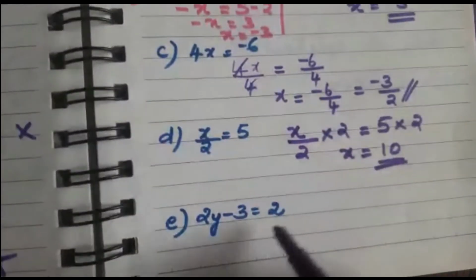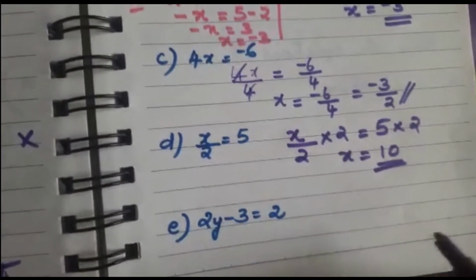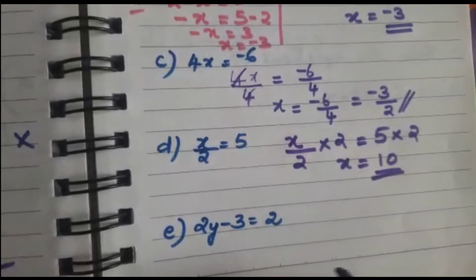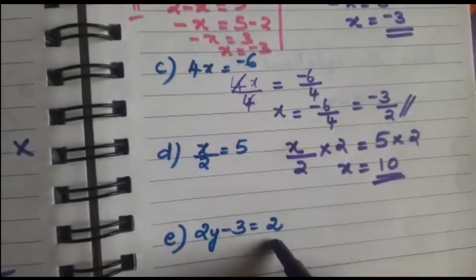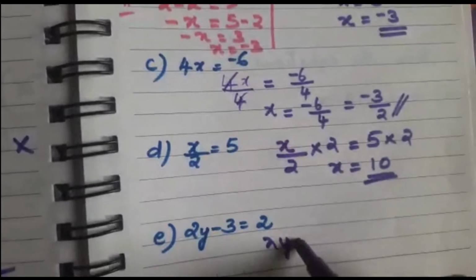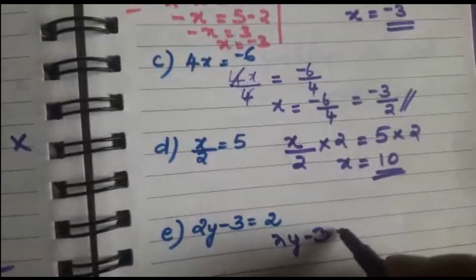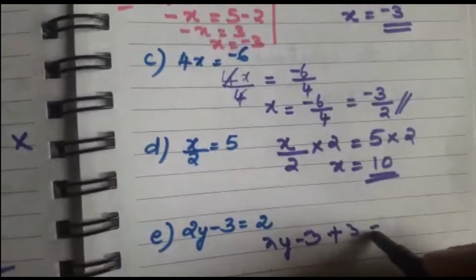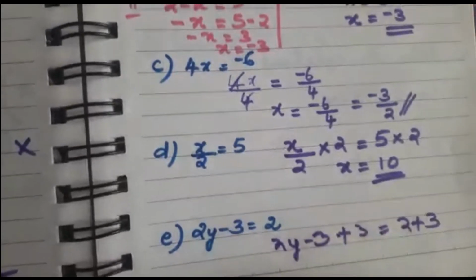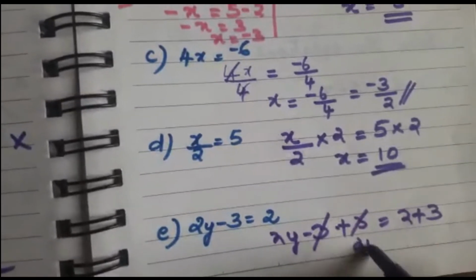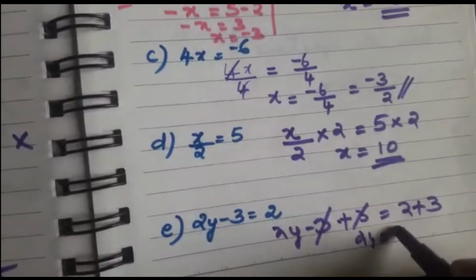Next is 2y minus 3 is equal to 2. Either transposition or this method can be used. Okay, so 2y minus 3 is here, so I am putting a plus 3 on both sides, equal to 2 plus 3. So minus 3 and plus 3 cancel. So 2y is equal to 5.